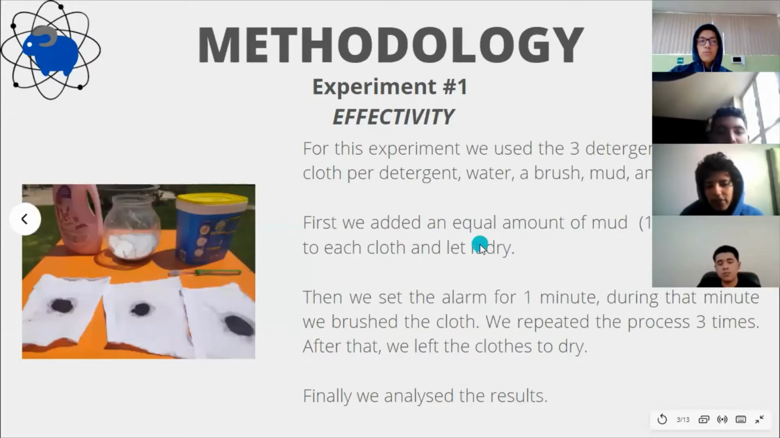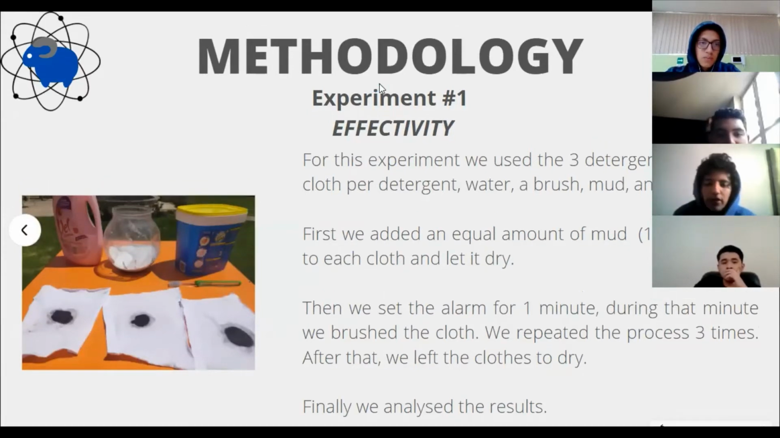Yes, for this experiment, we used the 3 detergents, a piece of cloth per detergent, water, a brush, mud, and a clock. First, we added an equal amount of mud, 1 tablespoon, to each cloth and let it dry. Then we set the alarm for 1 minute. During that minute, we brushed the cloth, and we repeated the process 3 times. After that, we left the clothes to dry, and finally we analyzed the results. Well, this was the methodology for the first experiment.